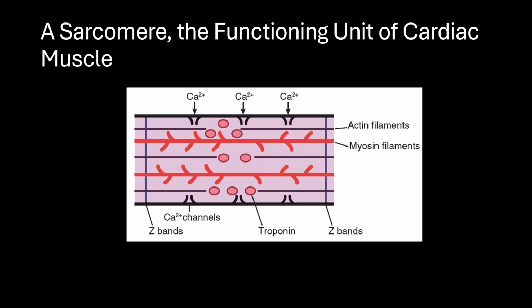This diagram shows the sarcomere, the functional unit of contraction in cardiac muscle. Think of it as an engine inside each cell. When calcium enters, actin and myosin filaments grab and pull, shortening the sarcomere and producing a contraction. When calcium leaves, the muscle relaxes. Multiply this process by billions of cells and you get the heartbeat.